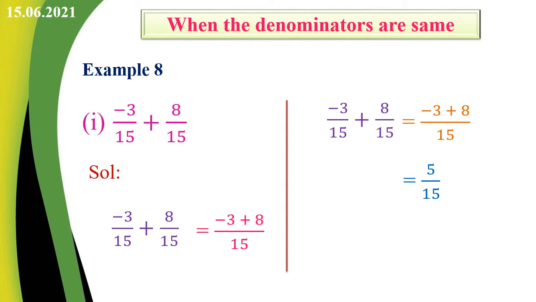Third step, reduce it to lowest term. The common factor of 5 and 15 is 5. So take 1 5s are 5, 3 5s are 15. So we get 1 by 3. The final answer is 1 by 3.